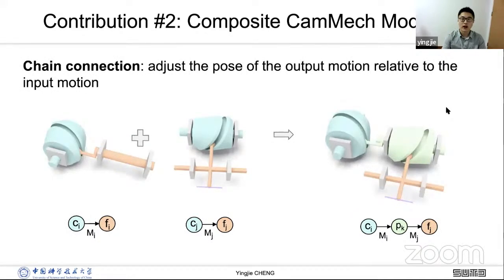The second one is chain connection. On the left, Ci drives Fi and Cj drives Fj. Now merge the follower of Mi with the 3D cam of Mj. So Fi and Cj are merged into Pk. As a result, Ci drives Pk and Pk drives Fj. By doing this, the resulting mechanism can adjust the pose of the output motion relative to the input motion. In chain connection, the first CamMech must output rotation, since its output is the next CamMech's input.